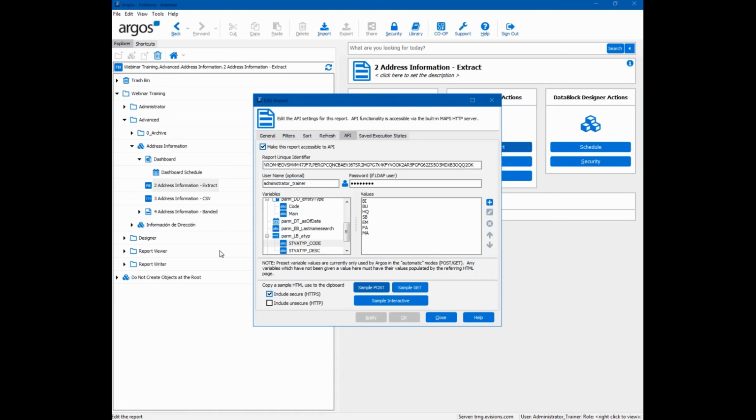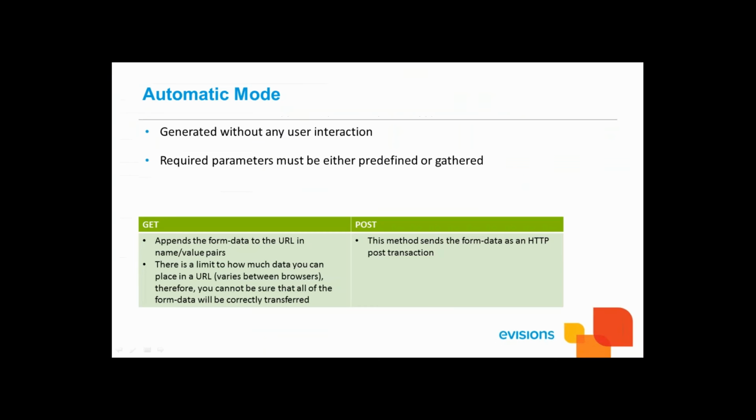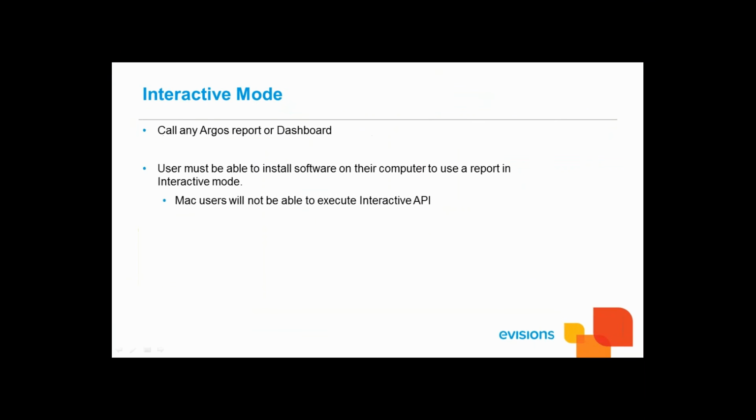The last example I'm going to show is the API interactive method. Interactive mode allows you to call any Argos report or dashboard from portals, web pages, and third-party applications. Interactive mode can call any Argos report or dashboard in a restricted mode to the client computer. The users must be able to install software on the computer to use the report interactive mode. Users who use Mac PCs will not be able to execute an interactive API.